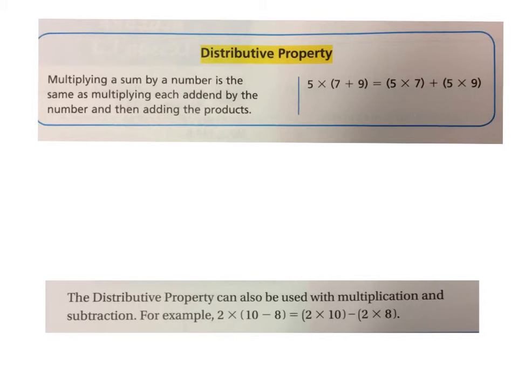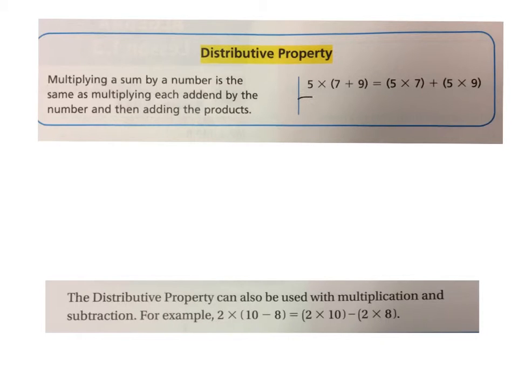A new property we are going to learn today is called the distributive property. Okay? The distributive property you may already know, which is terrific, and if you don't, either way, we're going to review it. The distributive property says that multiplying a sum, so if you're adding two numbers and you're going to multiply that sum by a number, it's the same as multiplying each addend by the number and then adding the products.